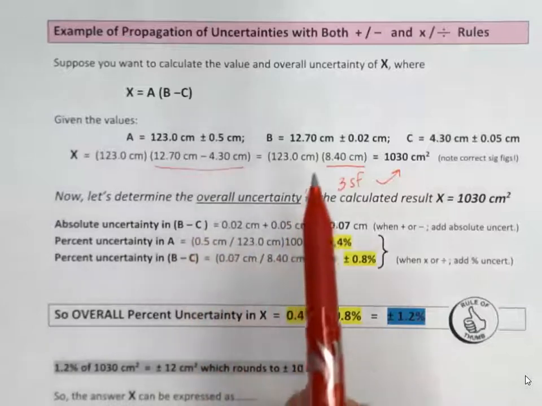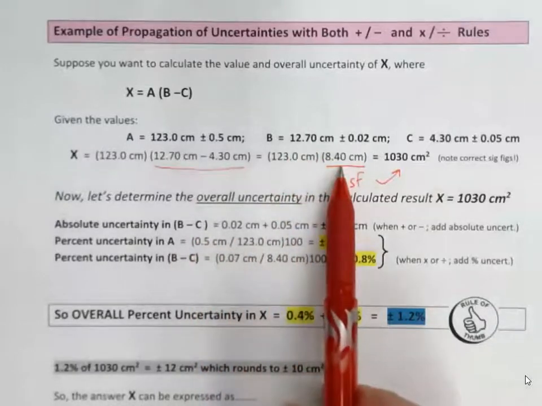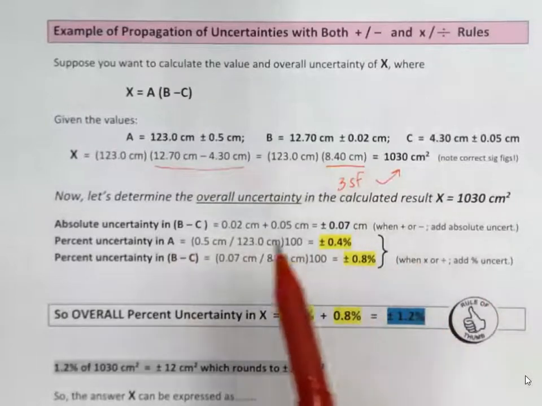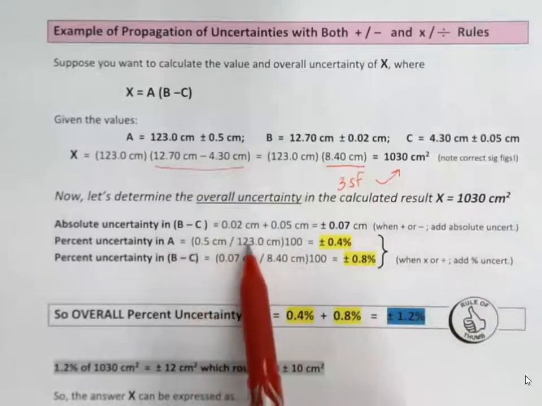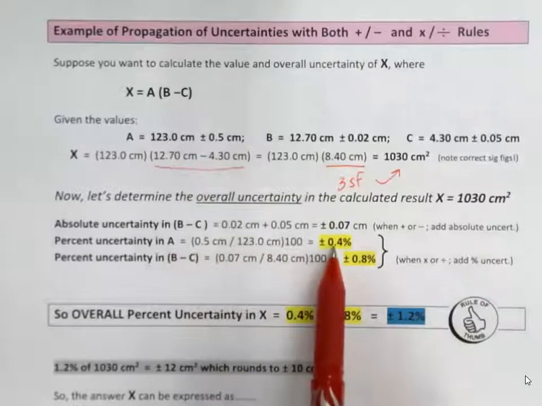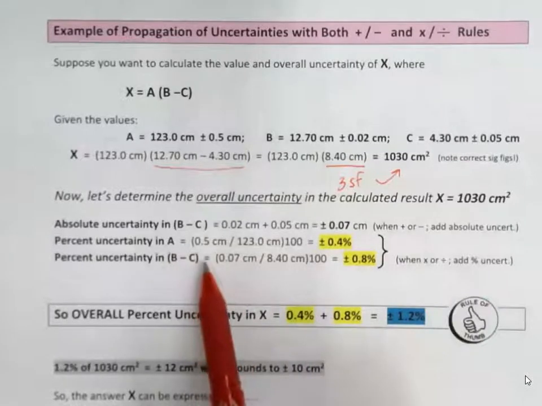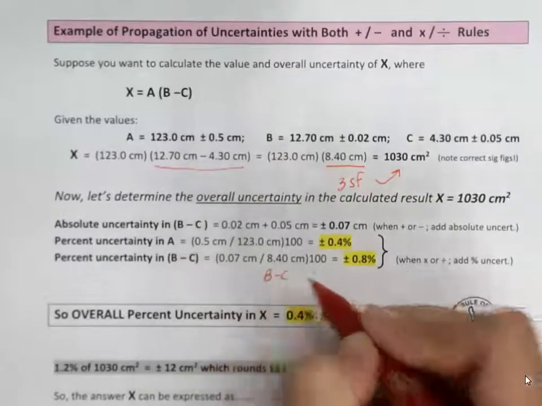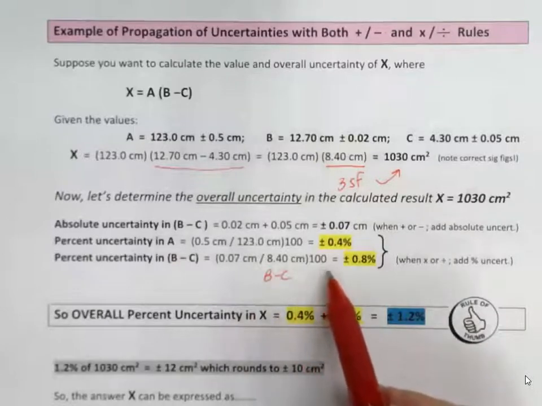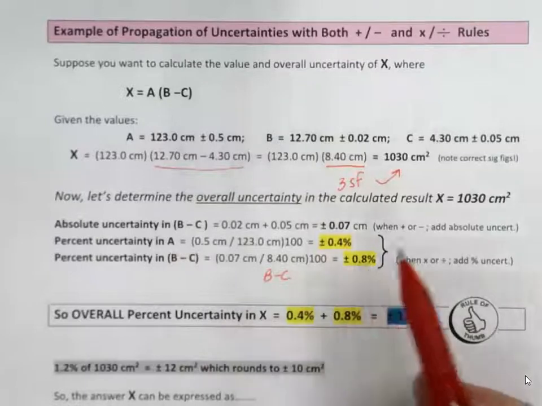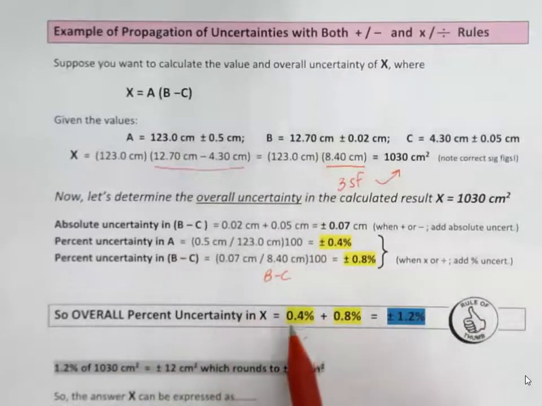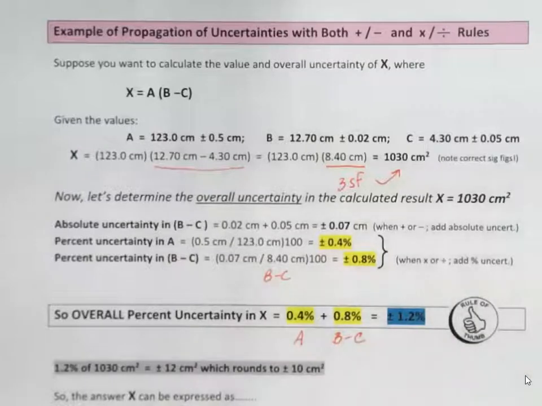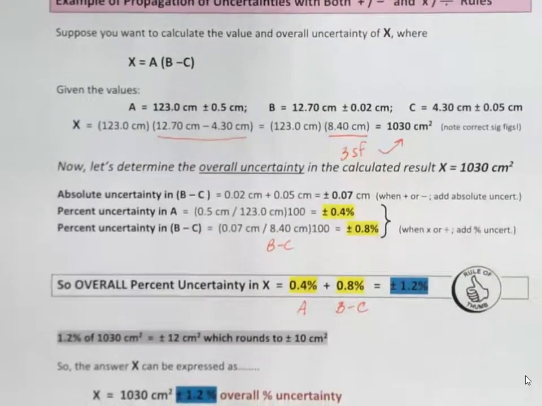The next piece of math that we did is we multiplied a times b minus c. When you multiply or divide, you add the percent uncertainties. Okay, so percent uncertainty for A is 0.5 divided by the value of A times 100 is 0.4%. In B minus C, we take the absolute uncertainty of 0.07, divide by the value of B minus C, 8.40, times 100, which gives me 0.8% uncertainty. So if you want to know the overall percent uncertainty in X, you add the percent uncertainty in A plus the percent uncertainty in B minus C for a total overall percent uncertainty of 1.2%.